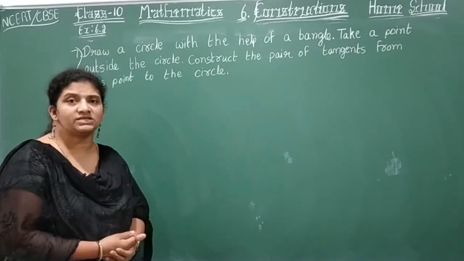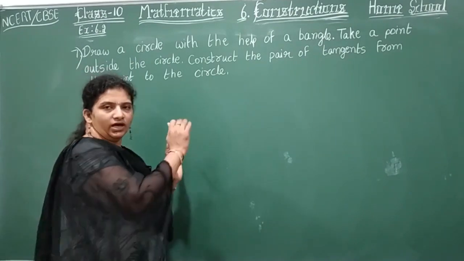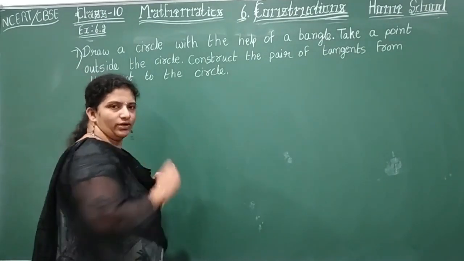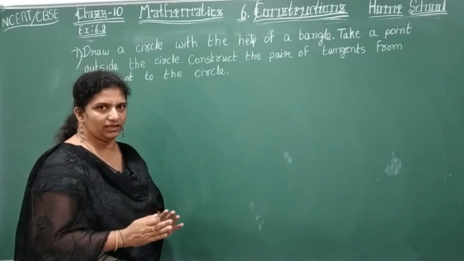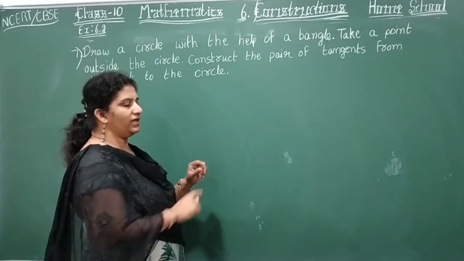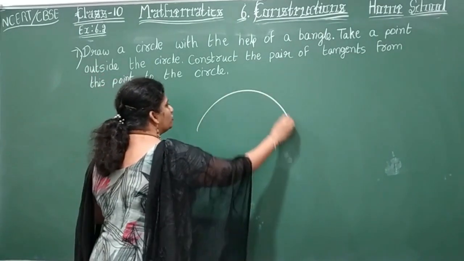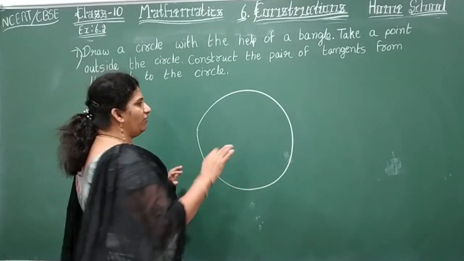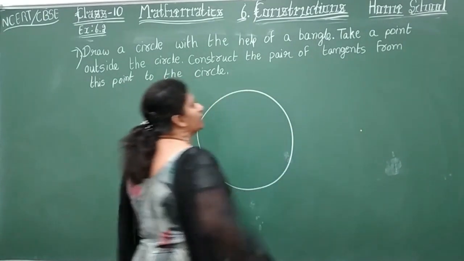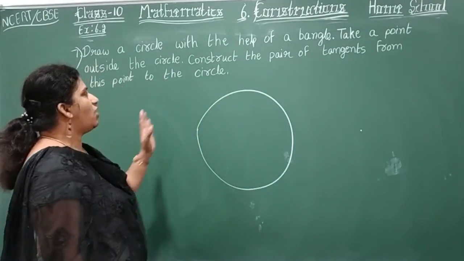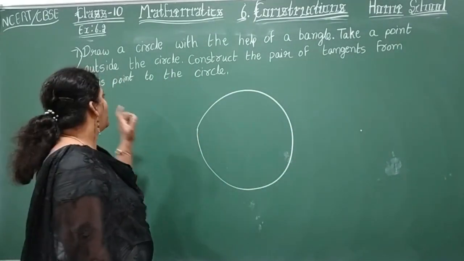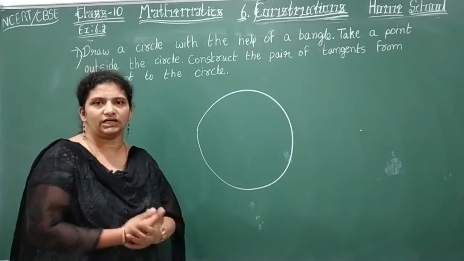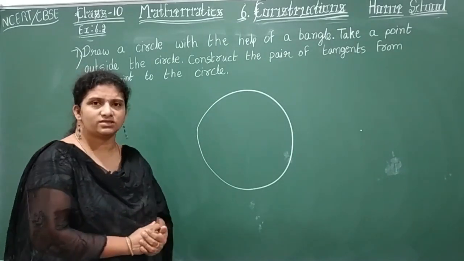Okay, how to do this problem? So here, no rough figure, children. Directly we are doing here. Take a bangle. Okay, how do you take a bangle? You take a bangle and draw a round like this. Now somewhere you take a point. This is your question: outside the circle, construct the pair of tangents from this point to the circle. How will you do this?